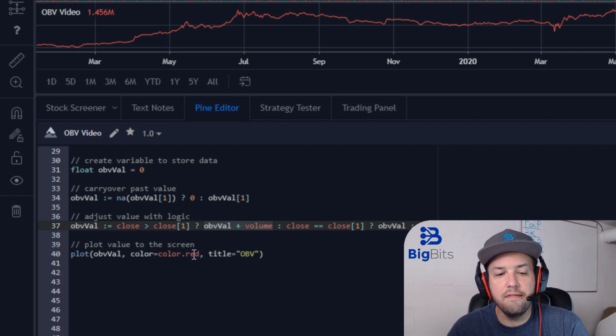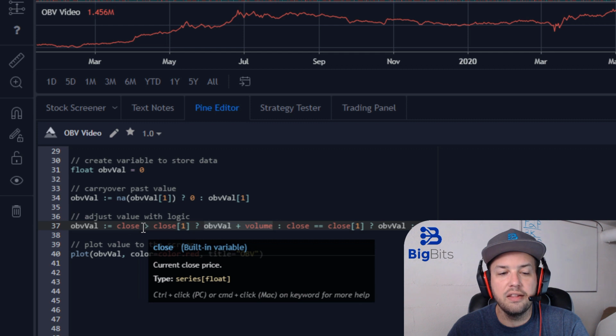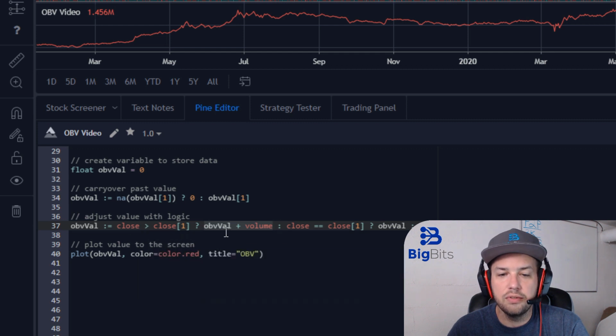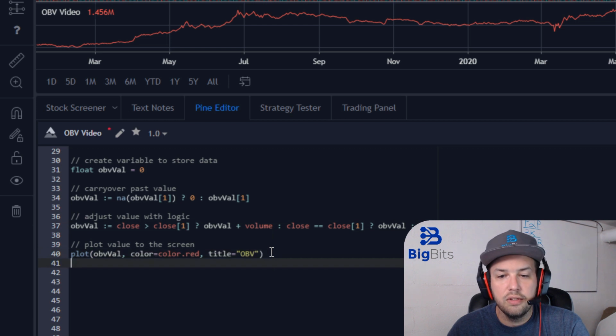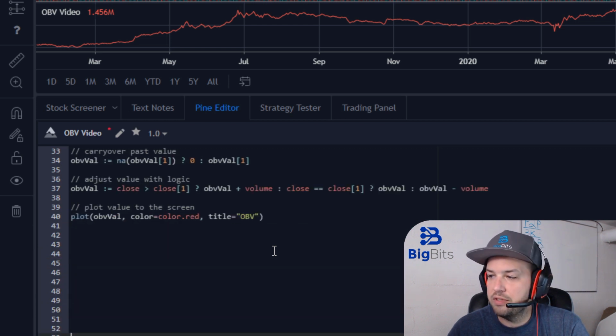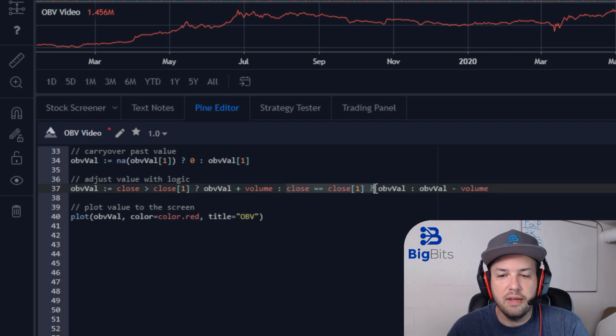Then otherwise, if the price didn't go up, if it didn't close higher than the previous close, you are going to check to see if the closing price is equal to the current closing price. I'm going to try and get this to move up just a little bit so you can see it. There you go. So if the current close is the same as the previous candle, then you don't need to do anything. We're just going to set it to its previous value, the one that we carried over.